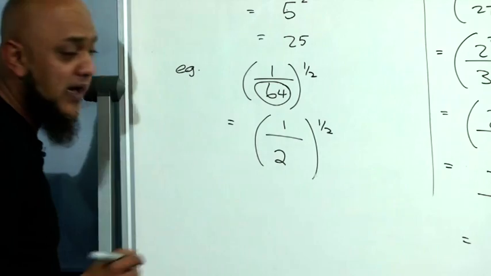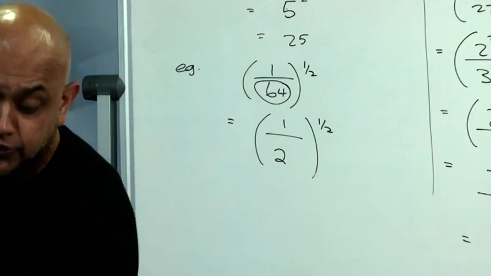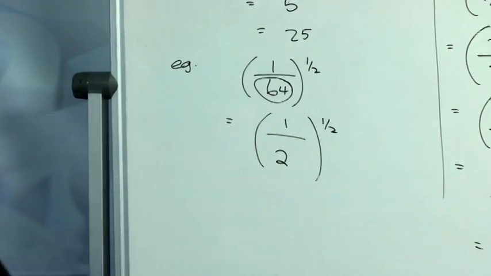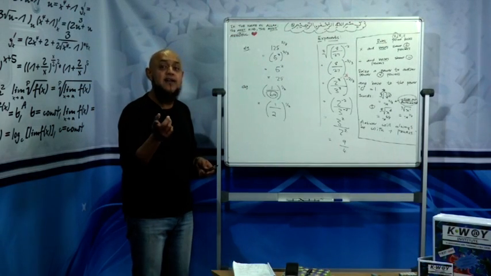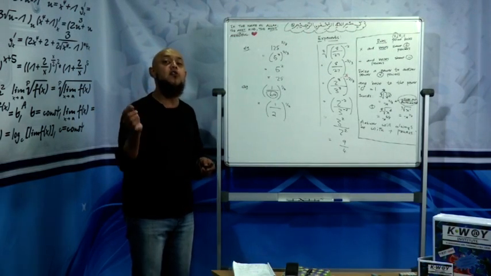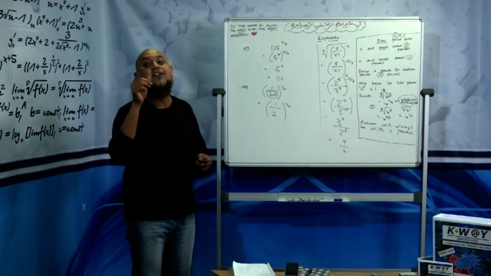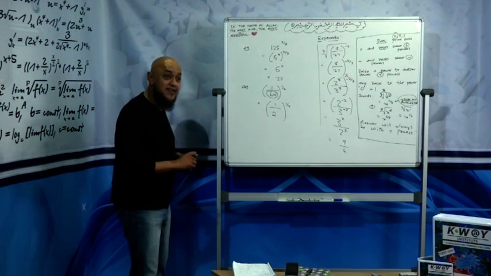Now, 64 is 2 to the power what? 2 to which power will give you 64? We know 2 squared, 2 to the power 2 is 4. 2 to the power 3 is 8. 2 to the power 4 is 16. 2 to the power 5 is 32. 2 to the power 5 is 64.